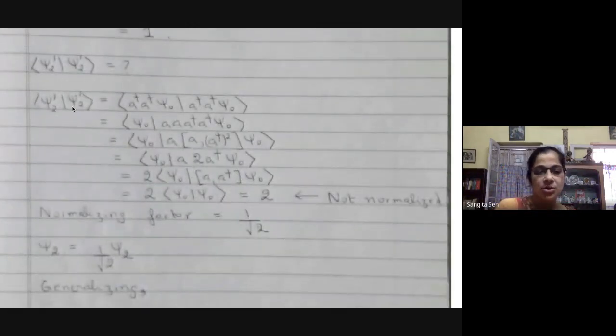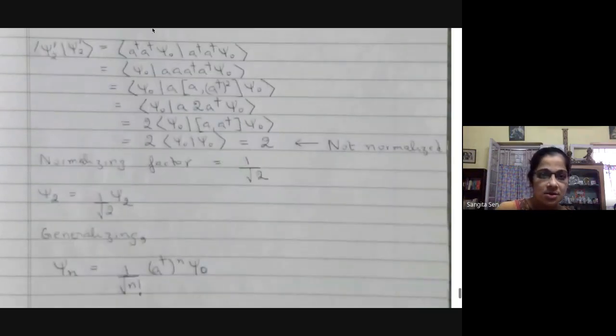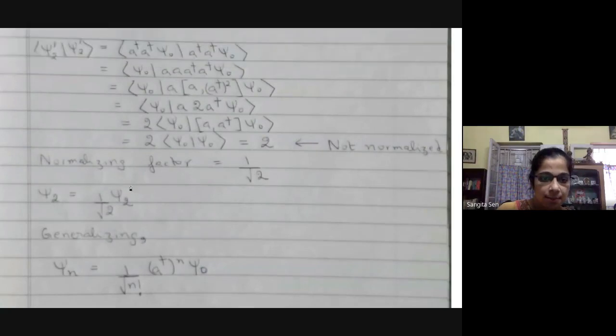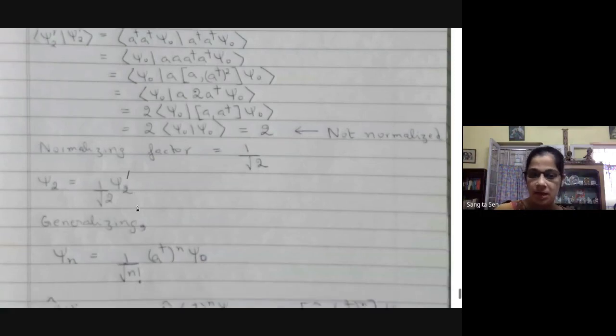However, once you have found the overlap, it is pretty simple. You just take a square root of it and do 1 by that. So 1 by root 2. So we should put a prime over here. So psi2 is normalized by multiplying 1 by root 2 with psi2 prime.